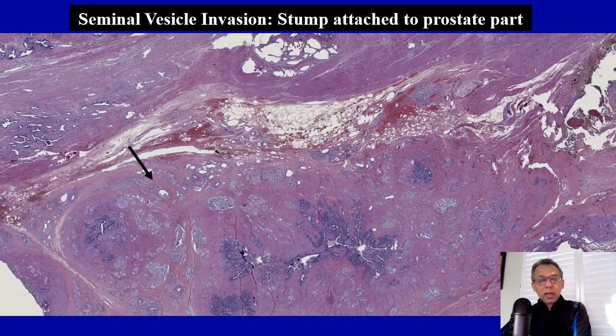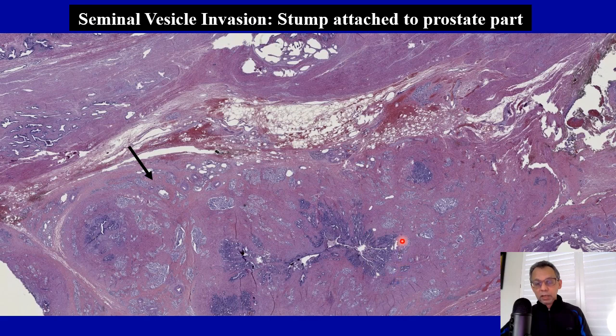But take an example like this. If you are sampling a portion of seminal vesicle which is attached to the base of the prostate, then you can see that this is the prostate portion of the specimen, and then here is clearly a seminal vesicle stump which is outside of the prostate, and you can see that the tumor is invading from the extraprostatic tissue into the muscular wall of the seminal vesicle. So this is again clearly a seminal vesicle invasion.